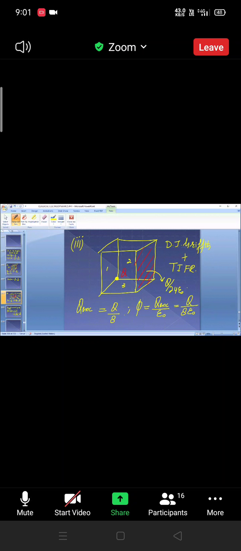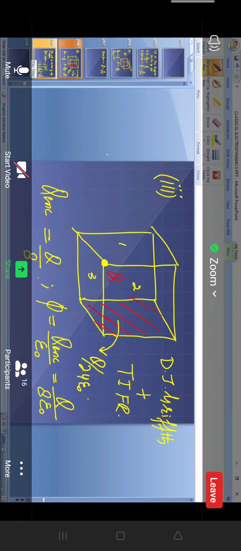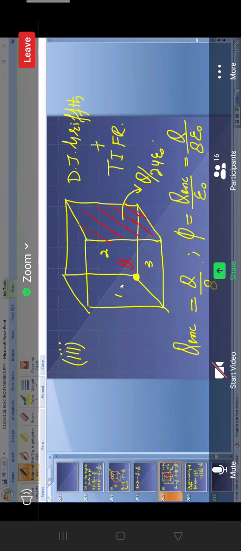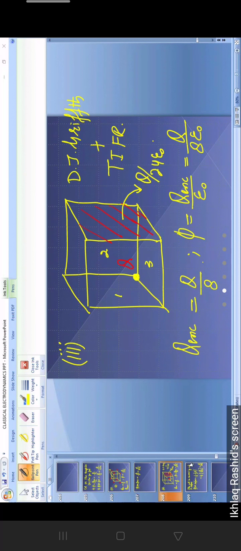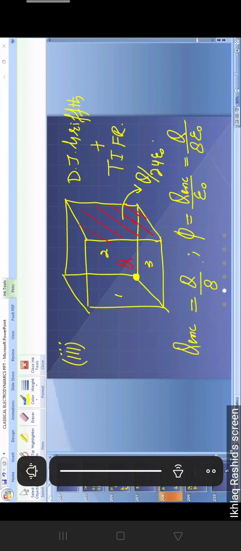Okay, so keep in mind, beta. The flux through this surface will be how much? That will be equal to Q divided by 24 epsilon naught, isn't it? Okay. So this question has been asked in a different exam. So easily you can do it. There is no rocket science in this.